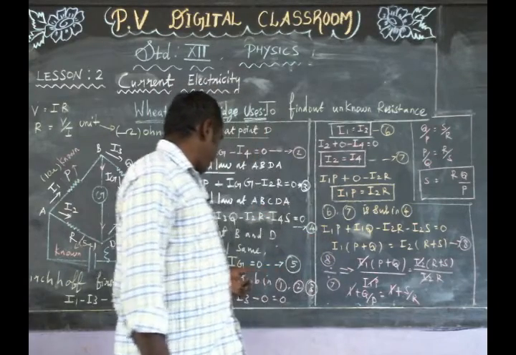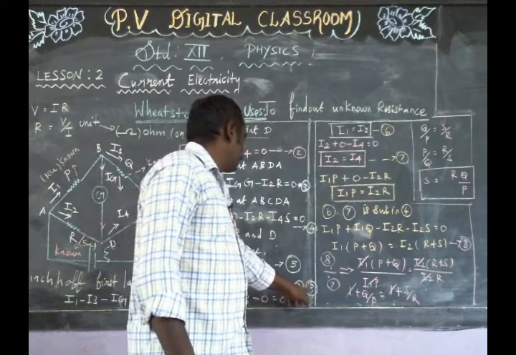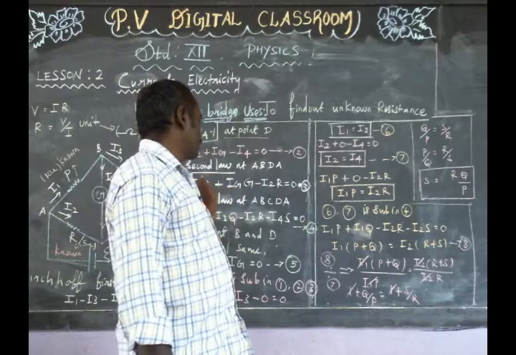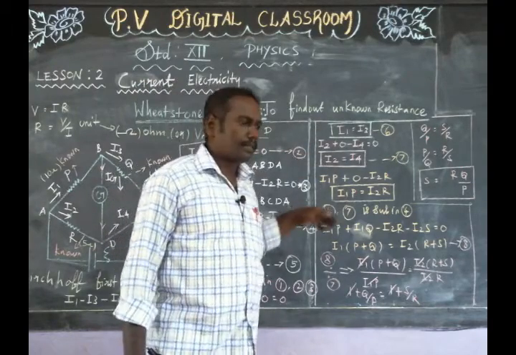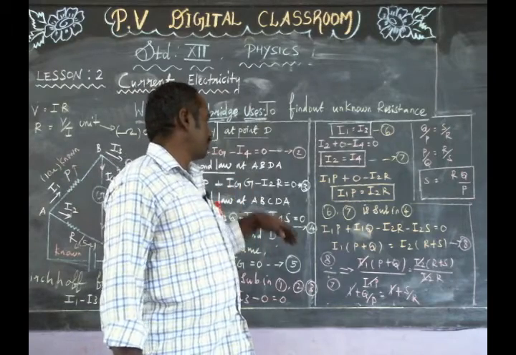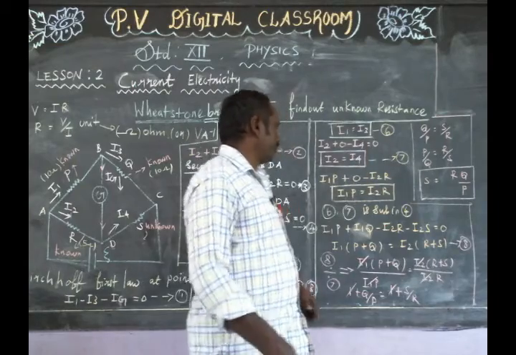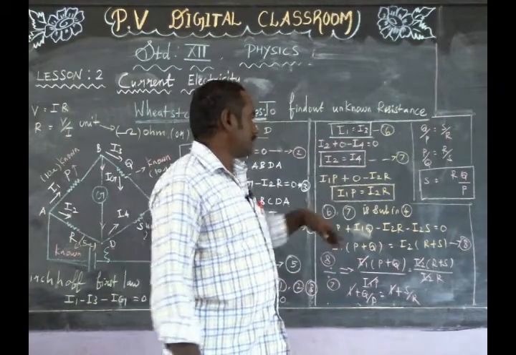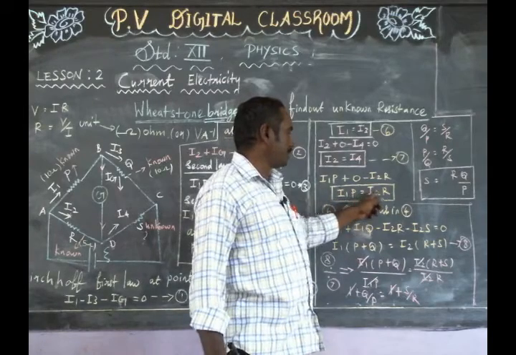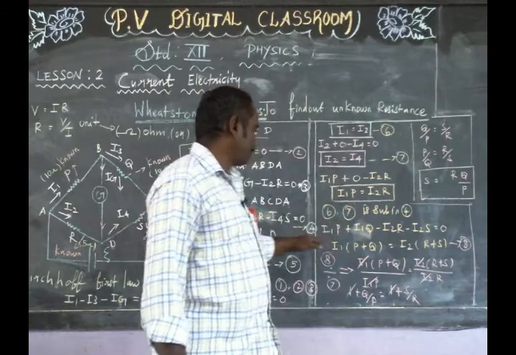Next, the Ig value 0 is substituted in the third equation. The minus value goes to the right side and changes into plus. So I1P is equal to I2R.